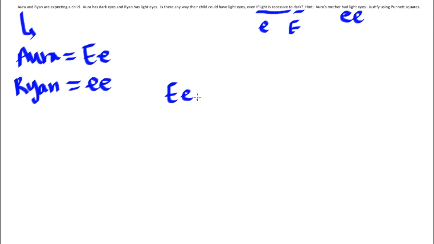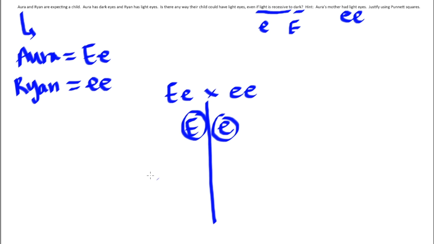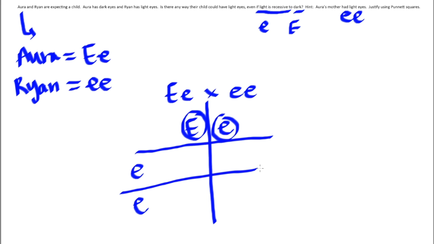You want to set up a test cross. We're going to do Aurora versus Ryan. All right, so remember we're going to split these up. So this is my genotype. Remember, Aurora is only going to give one allele in each of her eggs. So if this is representing a gamete, that's an egg, it's a possibility, and this is a possibility for Aurora. Ryan only has recessive alleles, so he's only ever going to be able to contribute e's. So this would be Ryan here. That's Ryan, and that's Ryan as well.